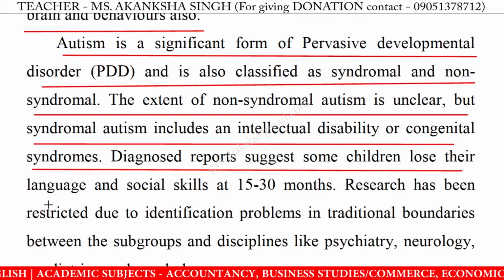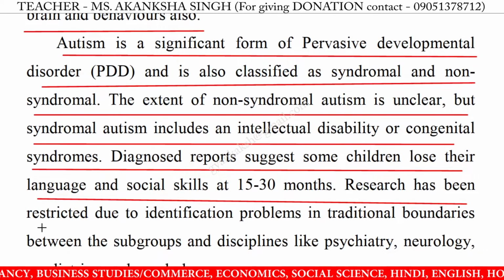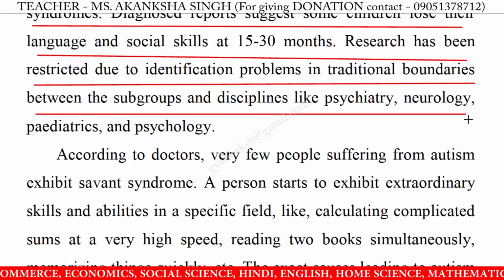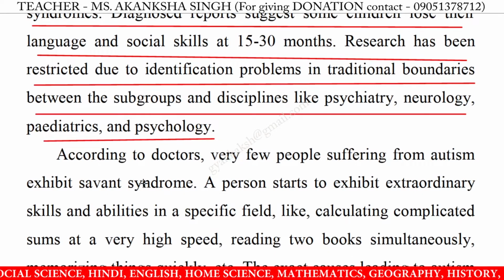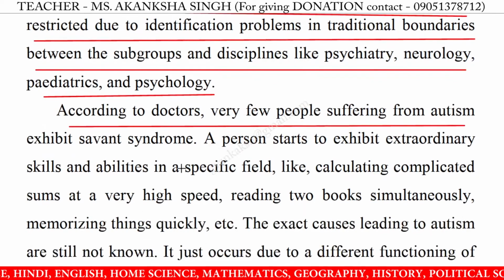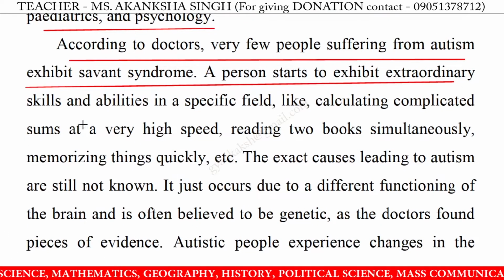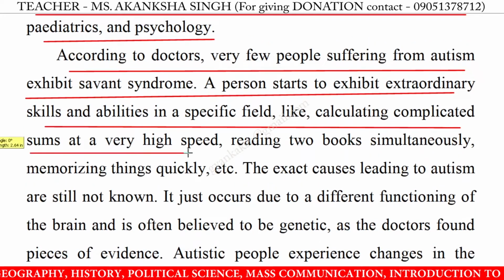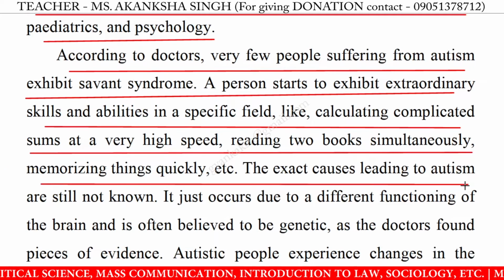Diagnosed reports suggest some children lose their language and social skills at 15 to 30 months. Research has been restricted due to identification problems in traditional boundaries between the subgroups and disciplines like psychiatry, neurology, pediatrics, and psychology. According to doctors, very few people suffering from autism exhibit savant syndrome. A person starts to exhibit extraordinary skills and abilities in a specific field, like calculating complicated sums at a very high speed, reading two books simultaneously, memorizing things quickly, etc.